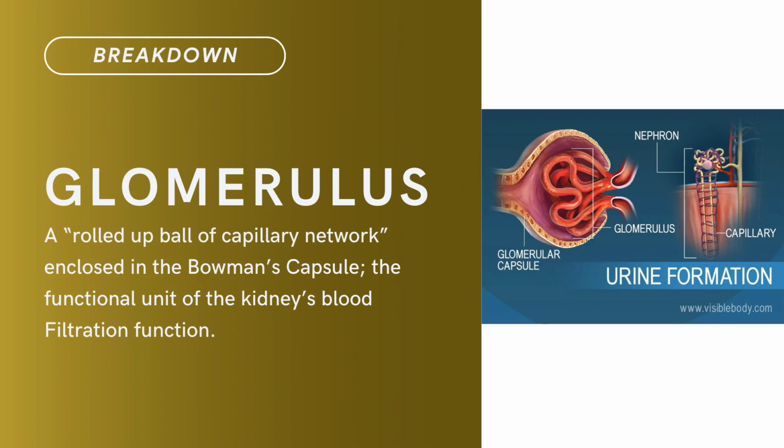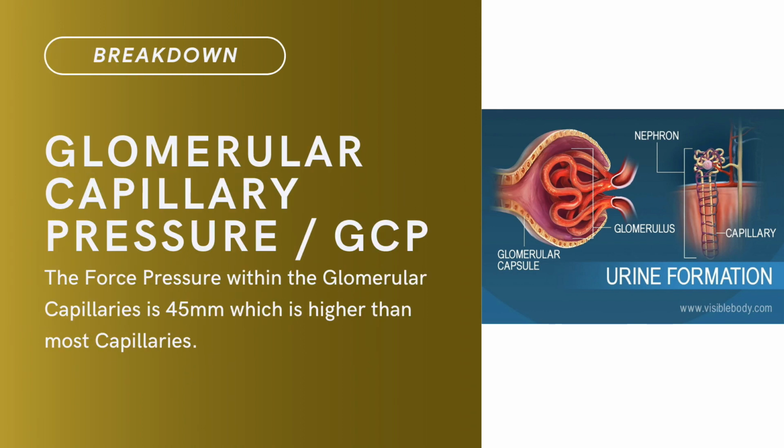Compound term, glomerulus. Brief definition, a rolled up ball of capillary network enclosed in the Bowman's capsule, the functional unit of the kidney's blood filtration function. Glomerular is the adjective form. Related term, glomerular capillary pressure. Capillary means the smallest diameter of blood vessels. Pressure means push force from blood circulation and colloid force from the concentration of solutes. Brief definition, the force pressure within the glomerular capillaries is 45 millimeter of mercury, which is higher than most capillaries.